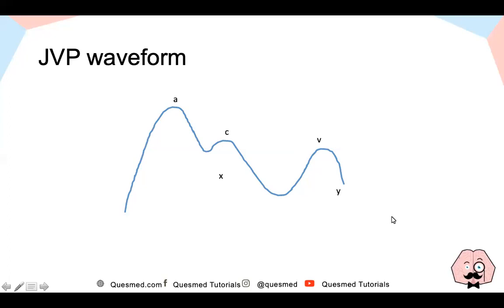Okay. So we start off with our A wave, then we've got our C wave, the X descent is this whole descent here, our V wave is this one here, and our Y descent is here. Okay.